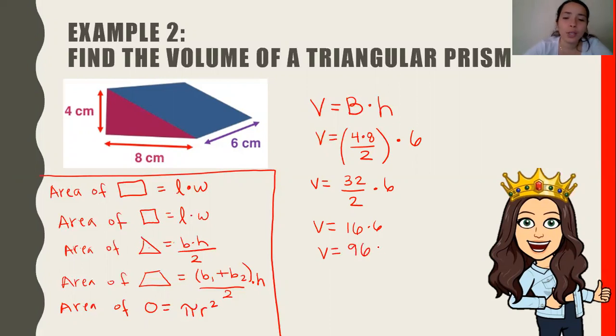96. And what are my units? Centimeters squared. So close. Remember, when it's area, it's squared. It's a little 2. When it's volume, it is a 3, so it's called cubed. Centimeters cubed. So if we're finding area, it's squared. If we're finding volume, it is cubed.